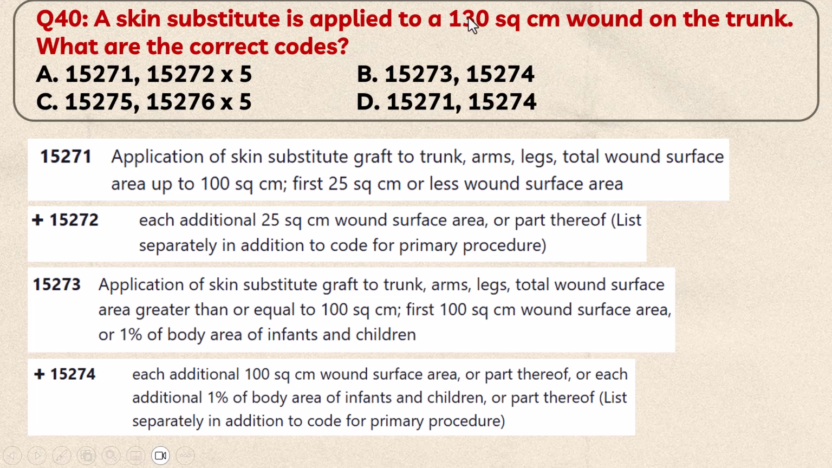But in our case, it is 130 square centimeter. So 130 means more than 100. So you have to come to this code series. You can see 15,273 is application of skin substitute graft to trunk, arms, legs, total wound surface area greater than or equal to 100 square centimeter. So in our case, 130. For the first 100 square centimeter, you use 15,273, and for each additional 100 square centimeter, you use the add-on code. In our case, it is 130. So for the first 100 you use this, and for the remaining 30 you use this one. So the correct answer will be answer B.